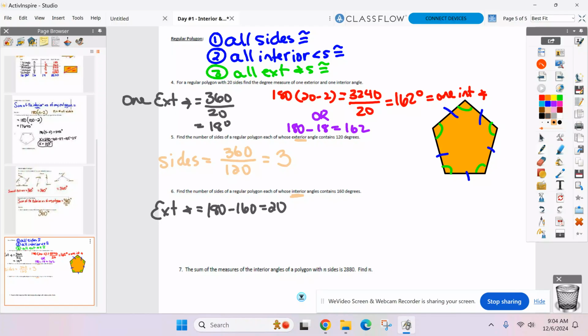What do all the exteriors add up to? Look, there you go. So if you want to find the sides again, I take 360, and just like I did in number 5, divide it by one of the exteriors, 20. So if you can deal with an exterior, guys, please deal with an exterior angle, because you know they all add up to 360. So this is 18 gone, and 18 gone there. All good. And we got one more here.